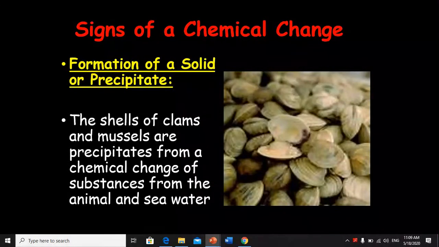Another thing is the formation of a solid, or precipitation. The shells of clams and mussels are precipitated, and you can find it because of the chemical change. Also, if we are mixing two different substances or two different liquids and we put them together, after a while you will find some solid material starting to form at the bottom of the bottle. We call this precipitation. So formation of a precipitate is another sign of a chemical change.